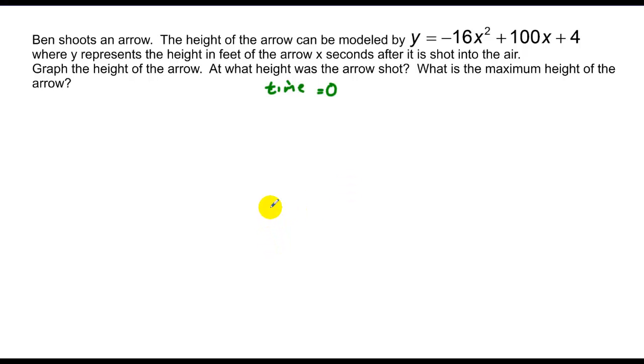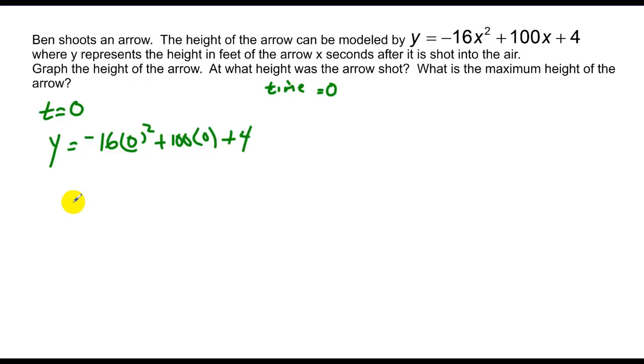We could do this by going negative b over 2a. In fact, let's do that. All right. First of all, we're going to find out what happens at time 0. When t equals 0, I plug that in, y equals negative 16 times 0 squared plus 100 times 0 plus 4. So that basically tells us the arrow starts 4 feet high.